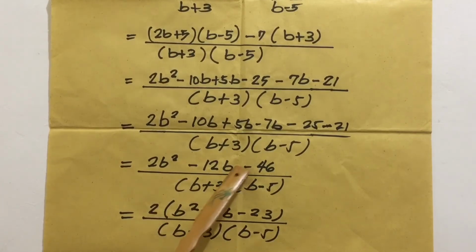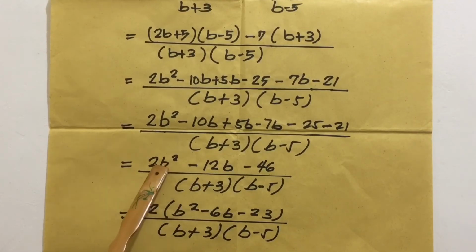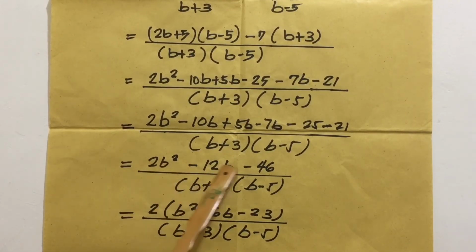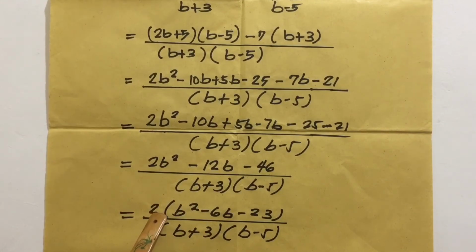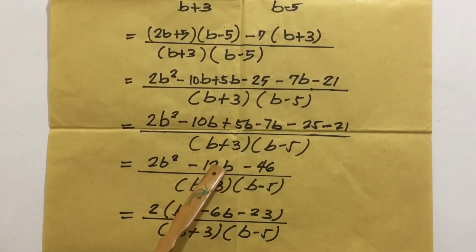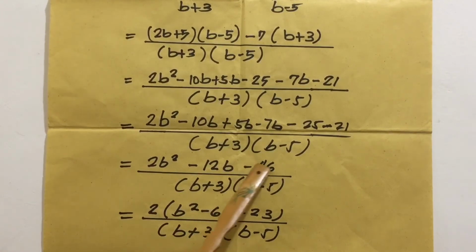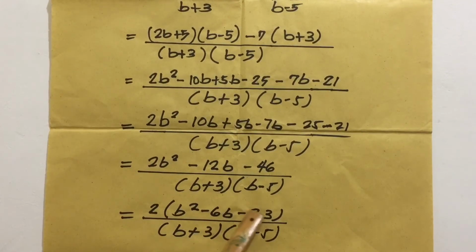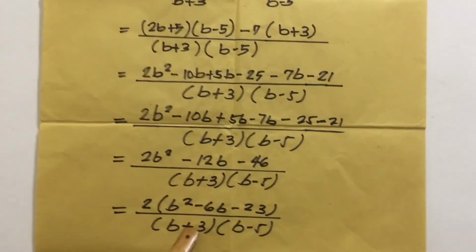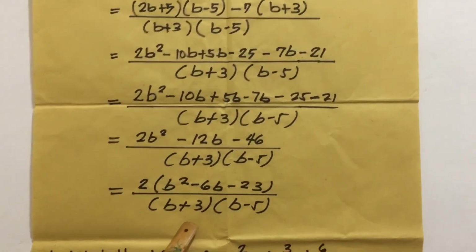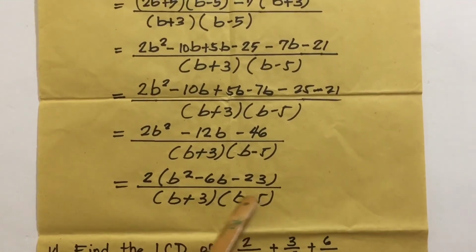Then factor this numerator. The common factor for 2, 12, and 46 is 2. Then we're going to divide. 2b squared divided by 2 equals b squared. And negative 12b divided by 2 equals negative 6b. Then negative 46 divided by 2, we have negative 23. And copy the denominator. So therefore, this is our final answer.